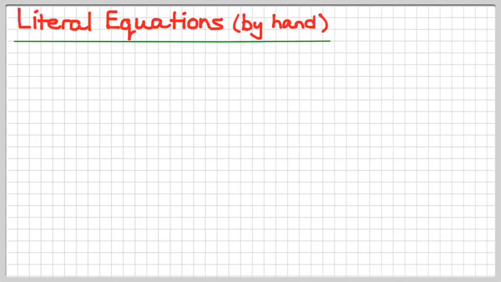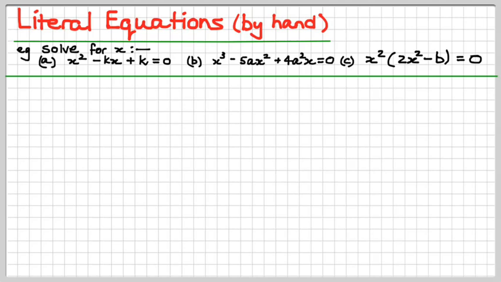Literal equations by hand. Sounds very grand. So we're going to solve those things. Oh, look. I reckon this is a snap, don't you? Here's A today. That looks like a nice little quadratic-y one, doesn't it? Yes, it is. So let's use a quadratic solution.